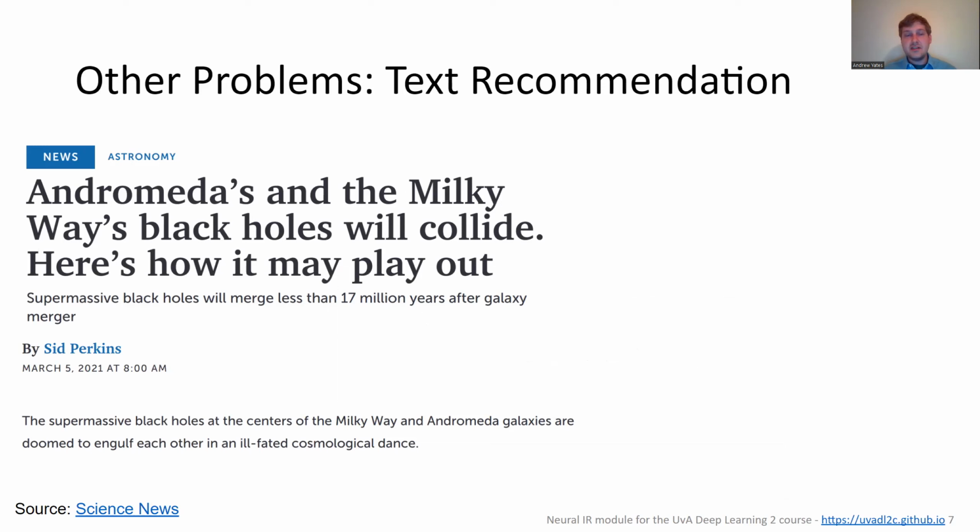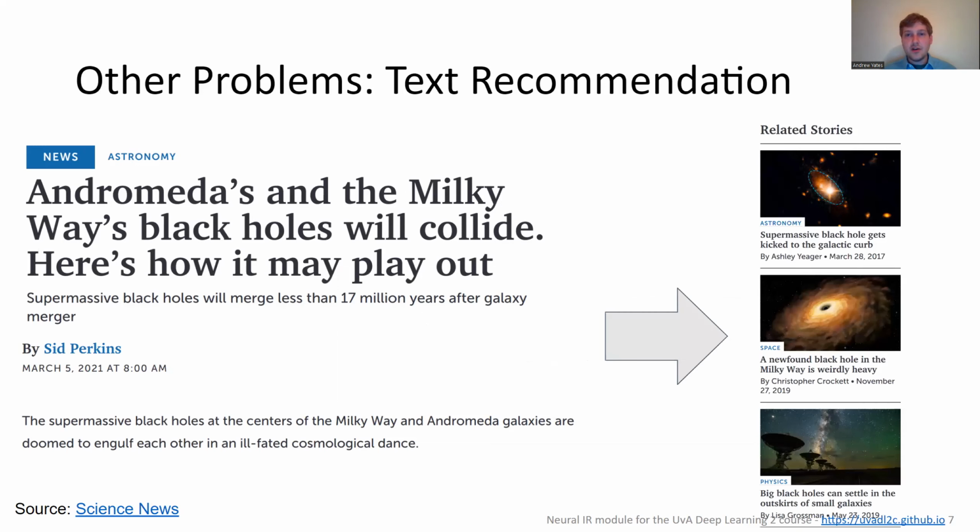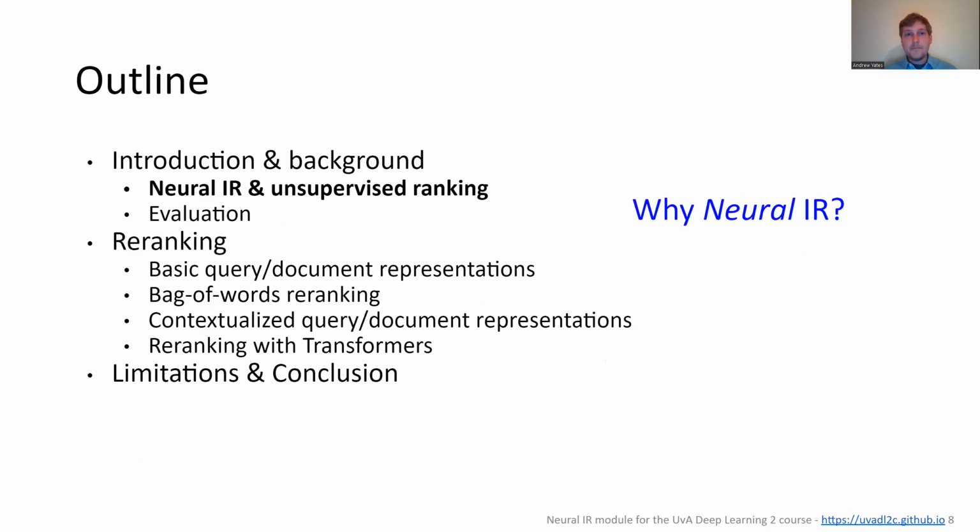And then given this article serving as a query, we might find other related articles to show in, for example, the sidebar on the web page, as is done on this website. So we see, for example, in the top right, there's an article about a supermassive black hole getting kicked to the galactic curb that could be produced via ranking as a response to this article. So this is a type of recommendation. So this is just a very brief overview of what we're going to be looking at, information retrieval.